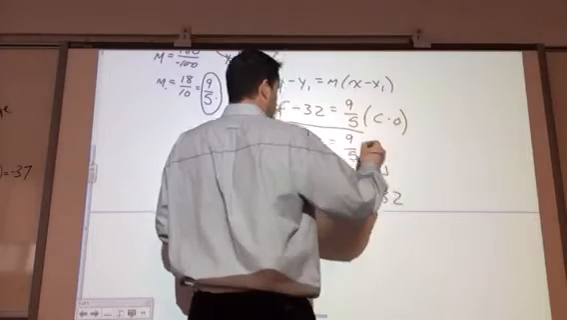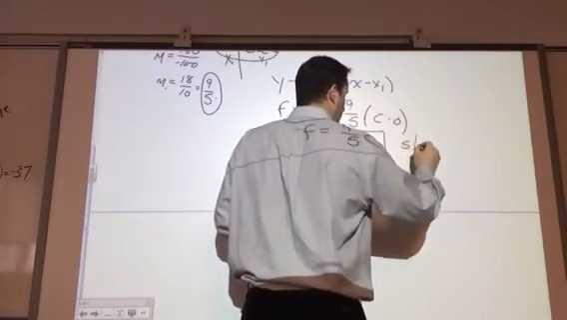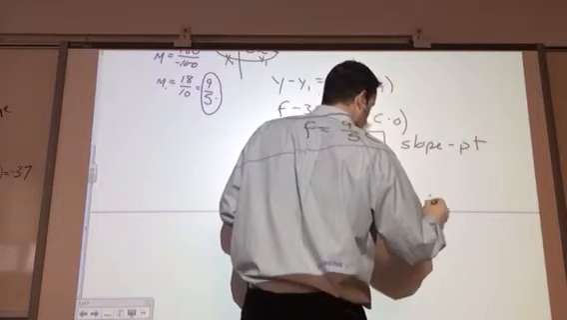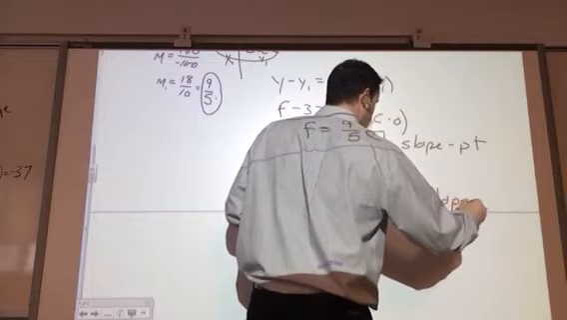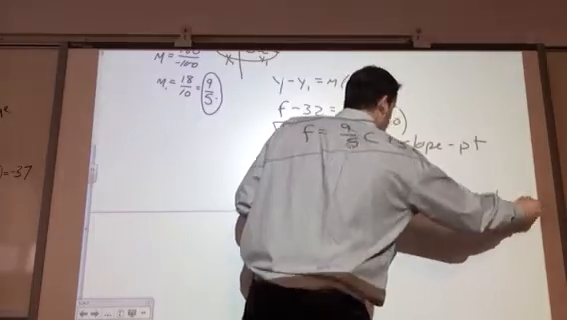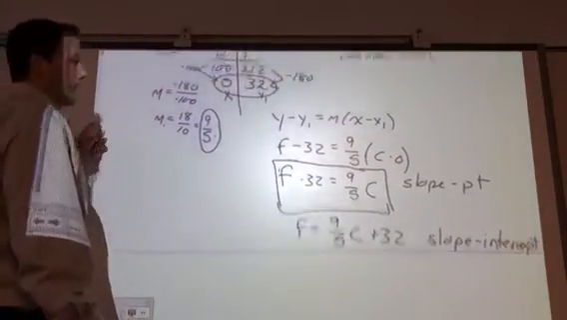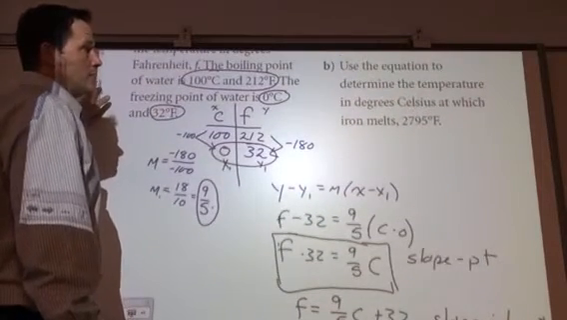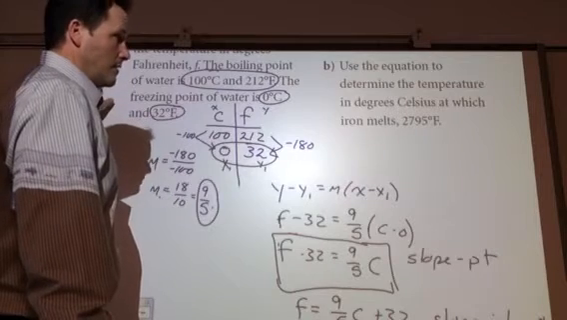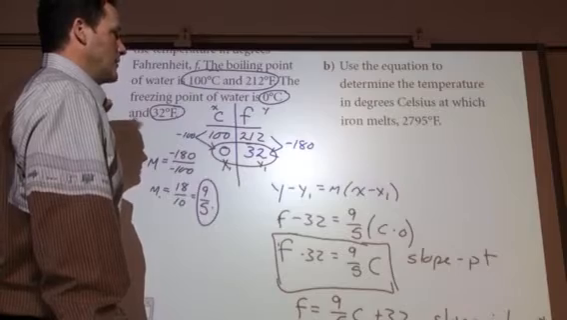This form, slope point. This form, slope intercept. Both forms very important. Now, back. Use the equation to determine the temperature in degrees Celsius at which iron melts. 2,795 degrees Fahrenheit.